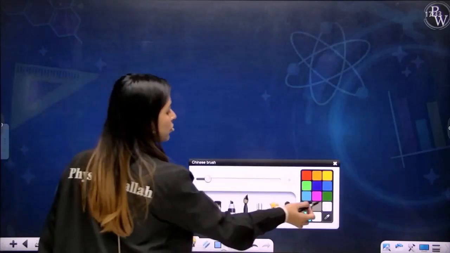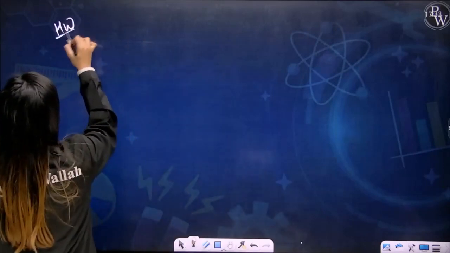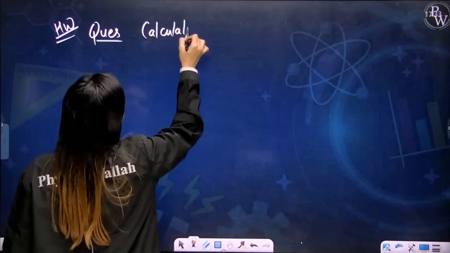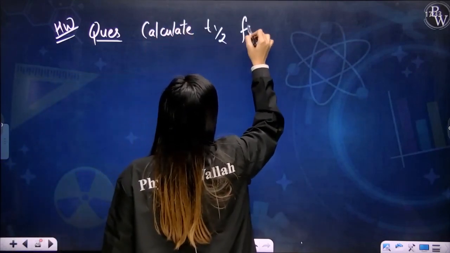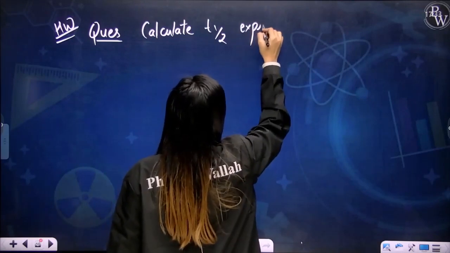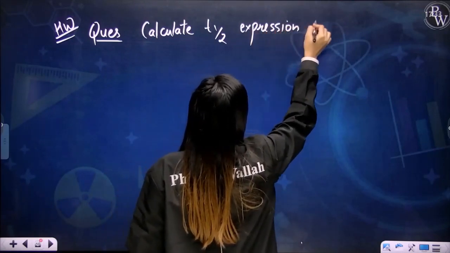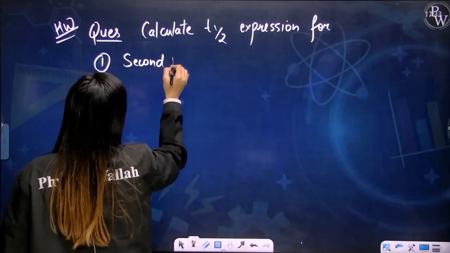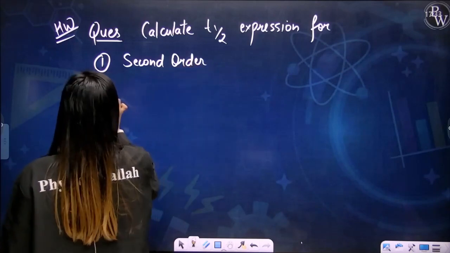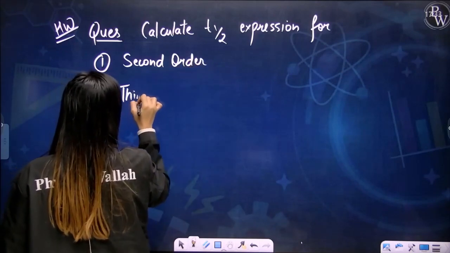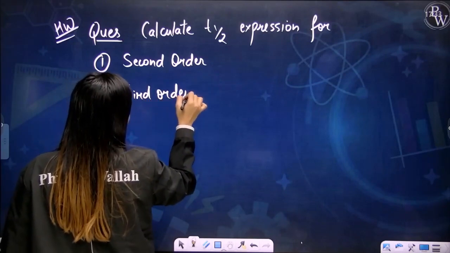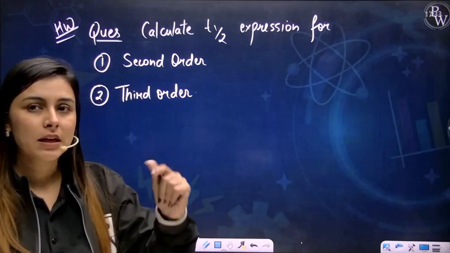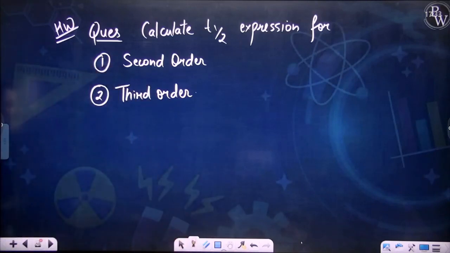Now, my dear students, let me give you some homework. You have to calculate the half-life expression, that is T half, for first, second order reaction, and second, third order. Try to do these on your own. This is your homework. I hope you're clear with this. Perfect, my dear students. Let's move forward. We'll start another topic now.